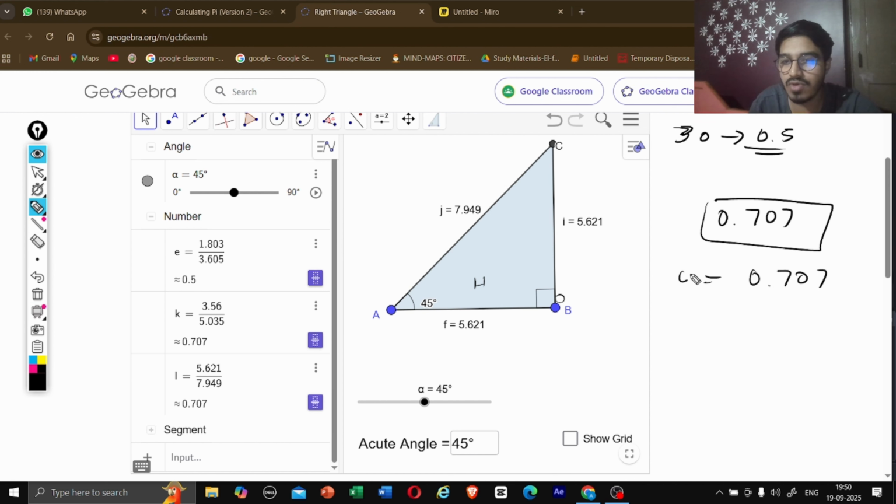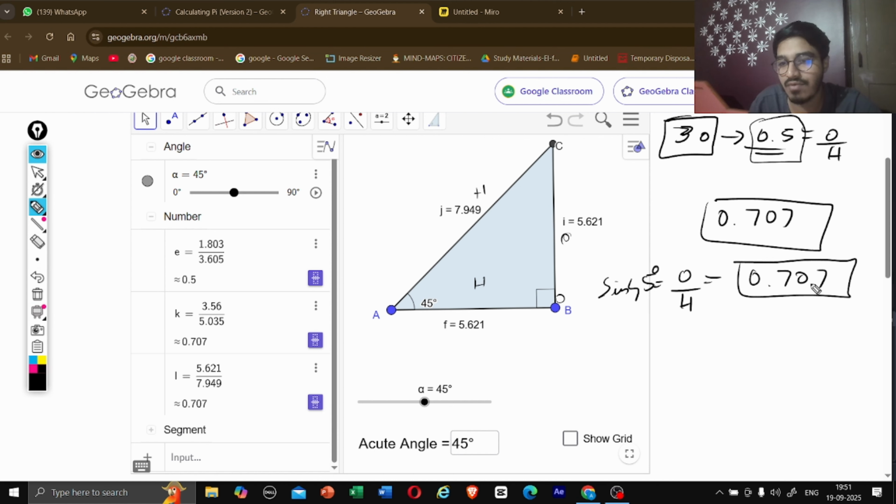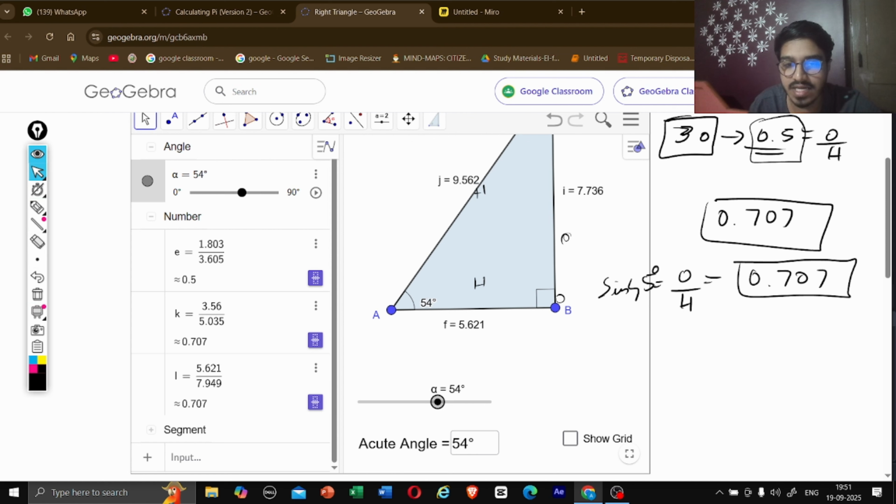Here also I did O by H. But in the earlier case, I was getting 0.5. Why? Because that time the angle A was 30 degrees. Now the angle is 45 degrees. So sine 45, that is O by H, opposite side by hypotenuse, I am getting the value 0.707. Now let us take the angle as 60 degrees.